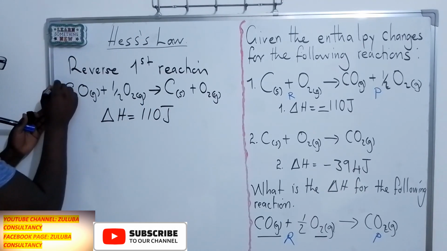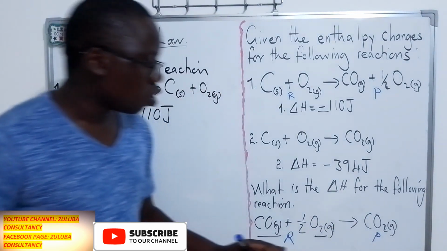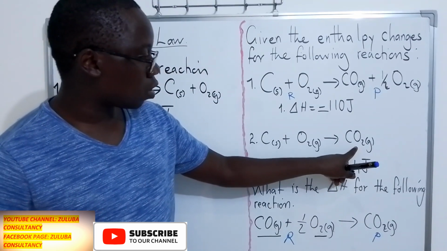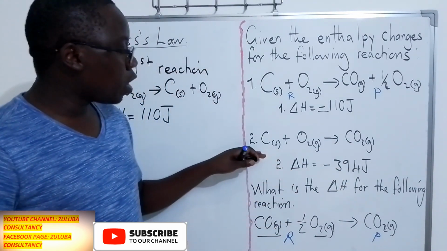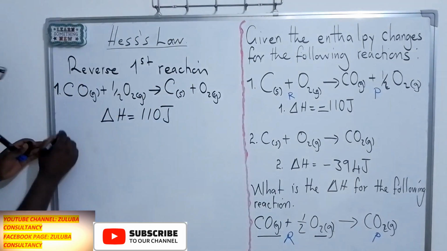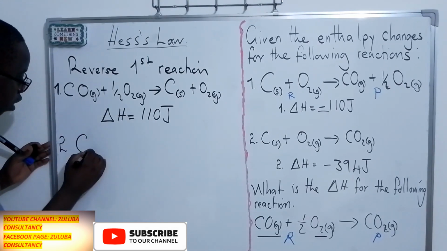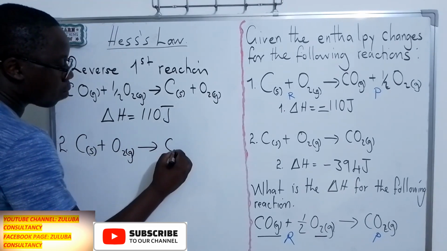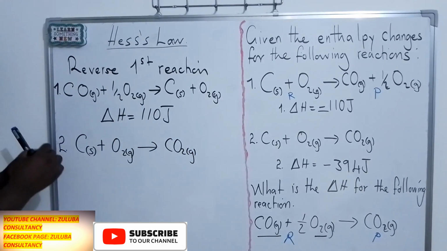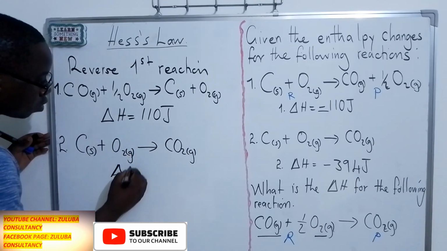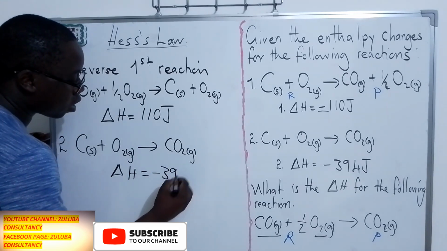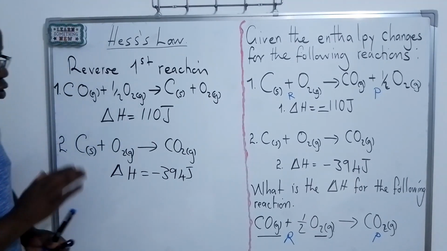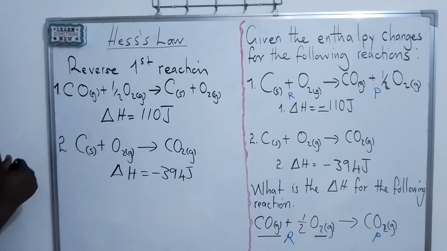After you have this first reaction, you look at what we have as products. What we have as products is carbon dioxide, which is the product of the second reaction. So this simply suggests to us that we can keep the second reaction the way it is. We have carbon as a solid reacting with oxygen as a gas, producing carbon dioxide, which is a gas. Now, at this point, the enthalpy change of this one is still negative 394 joules because we have not done anything to this equation.